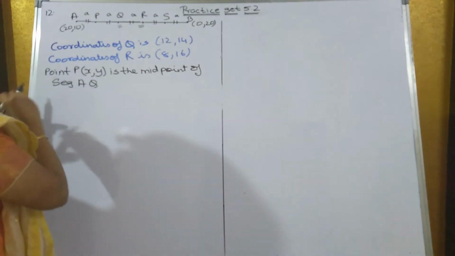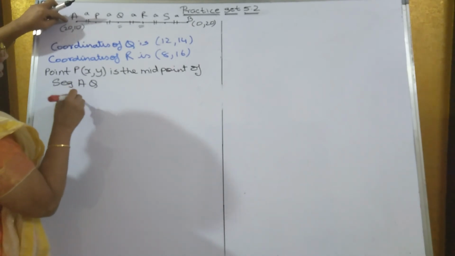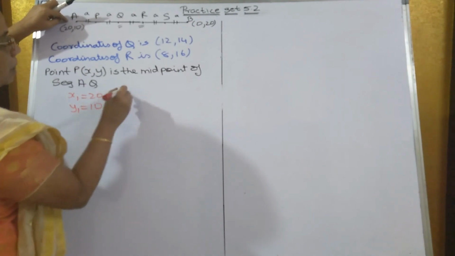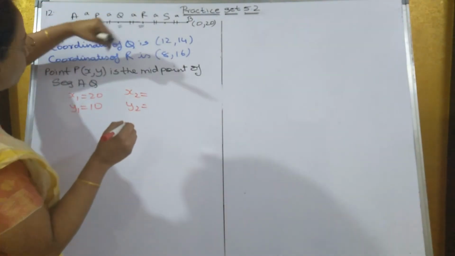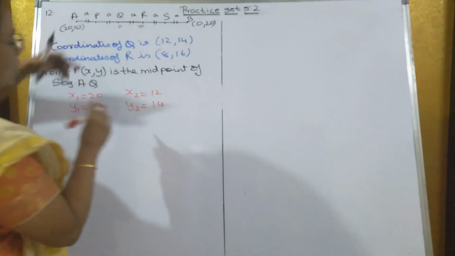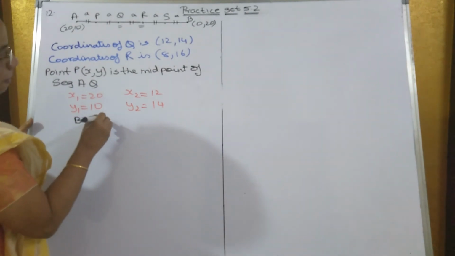So what will be your A? A over here is 20, 10. So X1 is equal to 20 and Y1 is equal to 10. And X2, Y2 is equal to what? We have to take that of Q. Q is what? 12 and 14. So now you can use the midpoint formula.